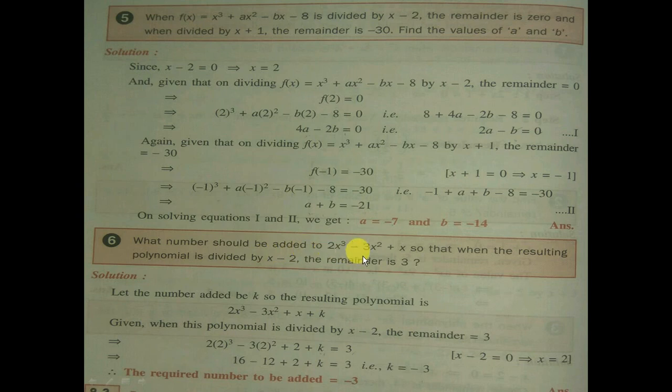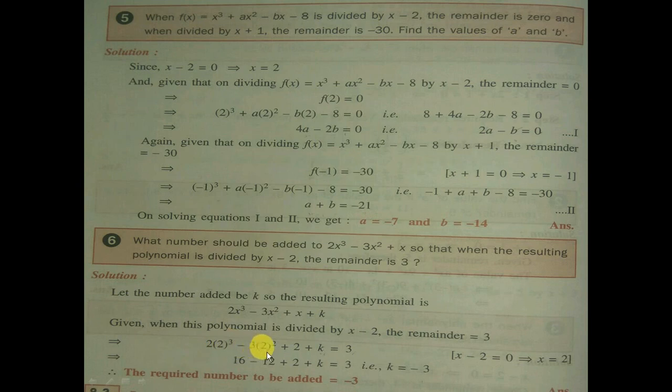What number should be added? We don't know what number. Everything is there. Variable is only x. What number should be added? Let us add k to it. So what is the expression given? Plus k, so that when the resulting polynomial is divided by x minus 2, the remainder is 3. As we know, right side is 3 because remainder is 3. x minus 2 is equal to 0 means x is equal to 2. Wherever x is there, replace with 2.